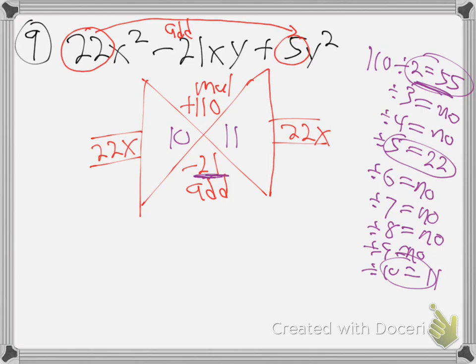The bottom. The bottom is negative 21. What is he telling these guys about how to make negative 21? Minus and minus. Both minus, huh? Both minus. Yeah, and those two negatives multiply to be positive 110, don't they?